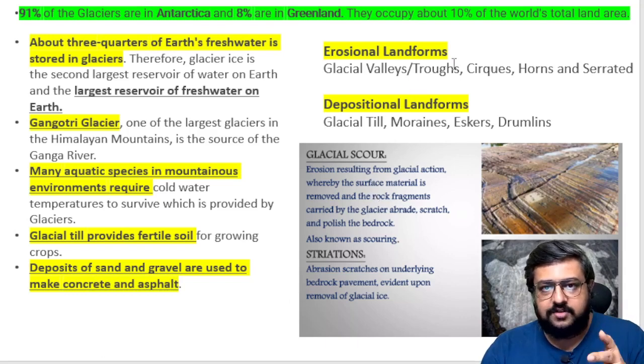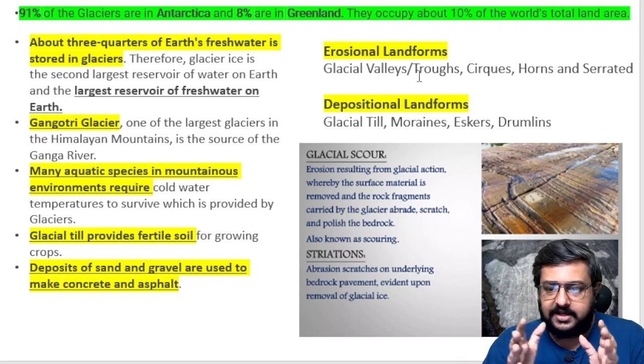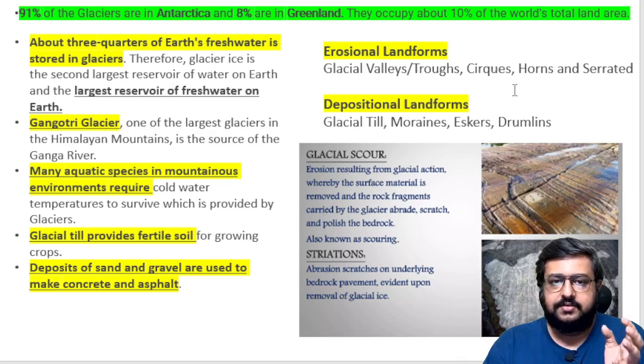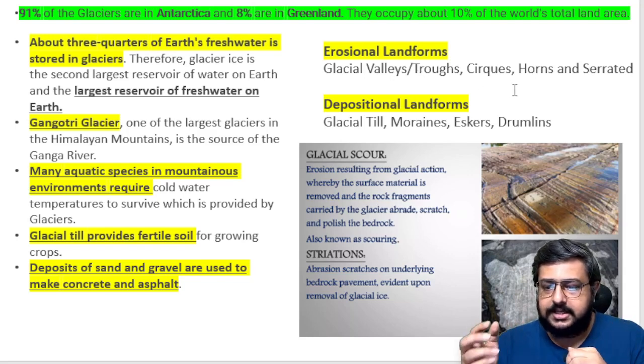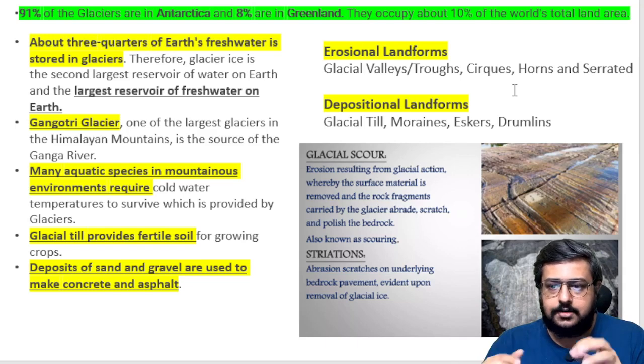Then as I told, erosional features are there, like the valleys. Okay, meaning it has to erode, then only this will come. It can be valleys, troughs, cirques, which I told, horns, or serrate ridges. And then depositional features are the till or the moraine where the mud is getting deposited, or esker or drumlin. These are all pictures I'll show you.